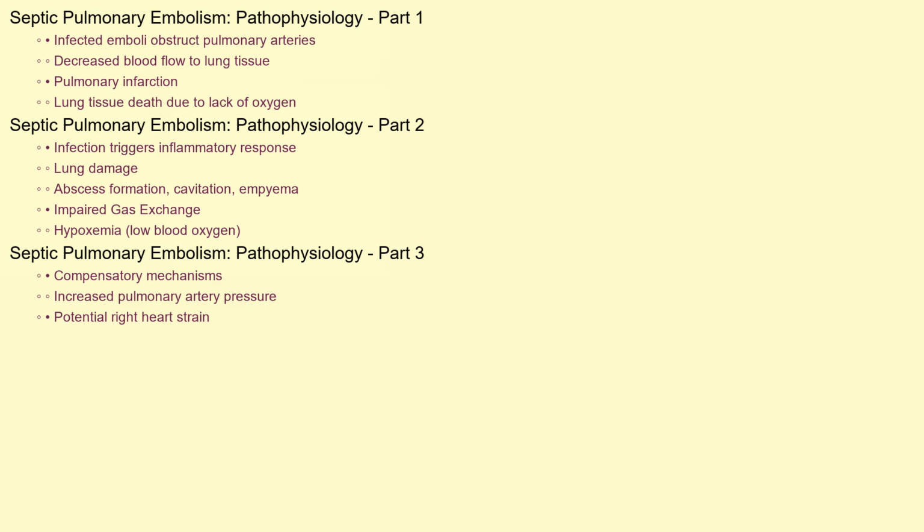The reduced blood flow and inflammation impair gas exchange, resulting in hypoxemia, or low blood oxygen levels. The body's attempt to compensate can lead to increased pulmonary artery pressure, potentially causing right heart strain.